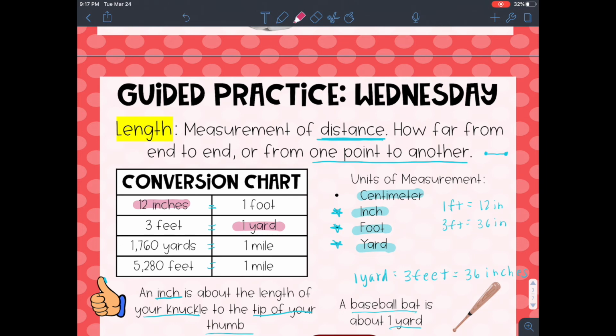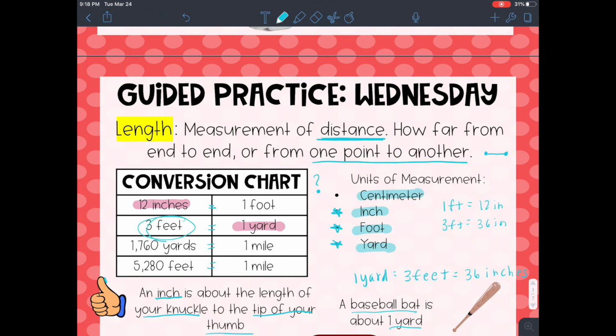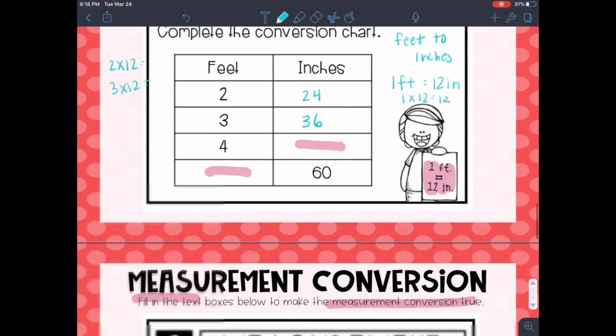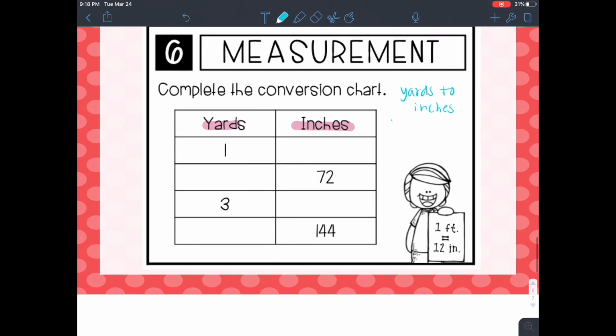And I can see that Miss Nealy did not give me a perfect conversion of how many inches are in a yard, but she did give you guys enough information to figure it out. I know 1 yard is equivalent to 3 feet. Well, I know how many inches are in a foot, and I actually did this conversion on my last slide. So I know if there are 3 feet, it's going to be 36 inches. So I know that 1 yard is equal to 36 inches.